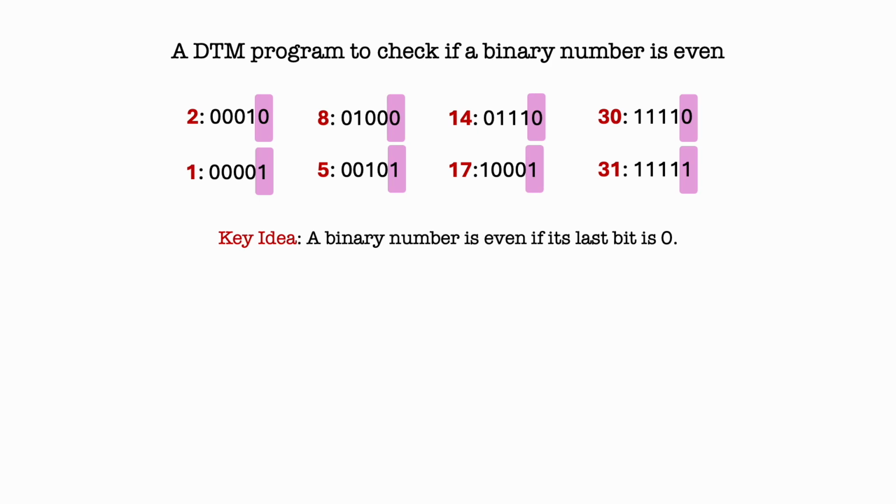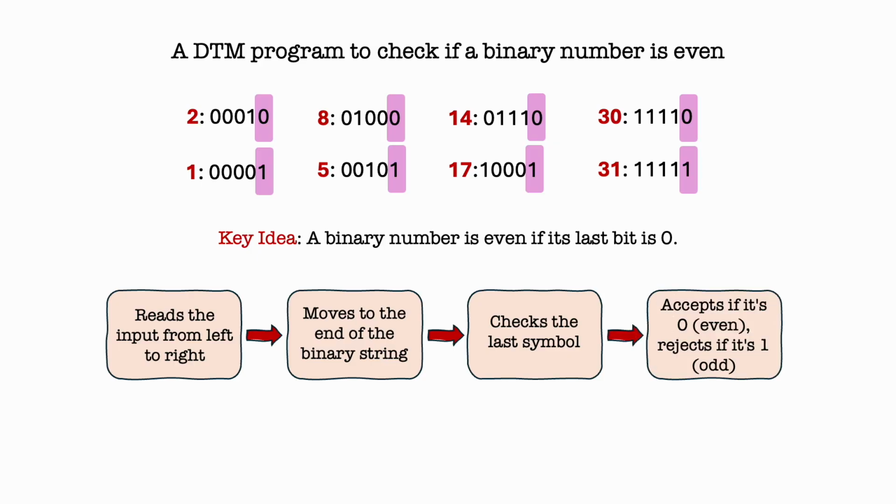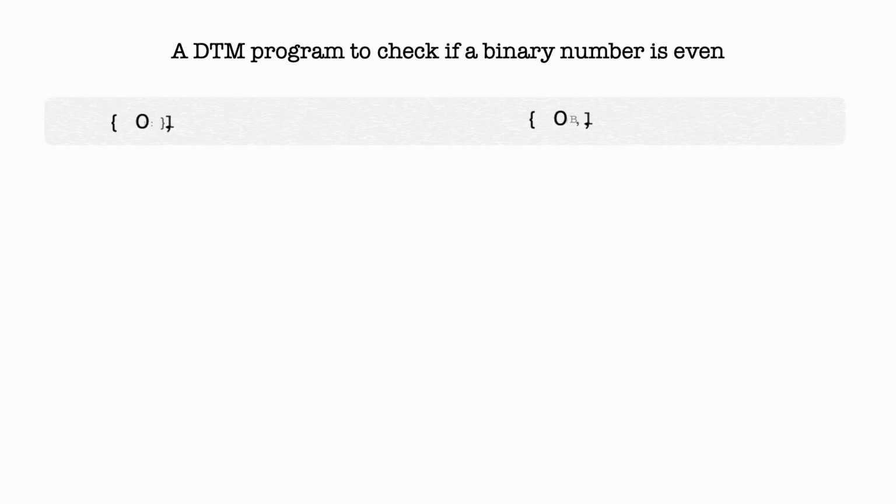So, what should our DTM program do? It should read the input binary string from left to right. It should move until it reaches the end of the string. Then, it checks the last symbol. If the last bit is 0, the string is accepted. Otherwise, it is rejected. Since the input is a binary string, the input alphabet consists of 0 and 1.